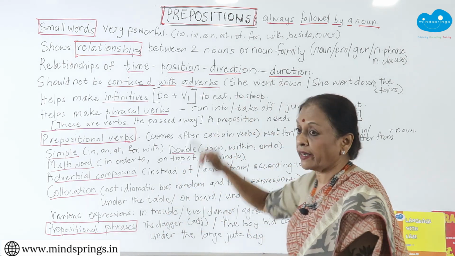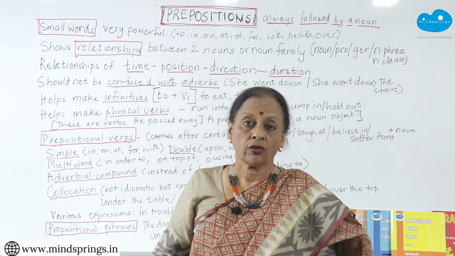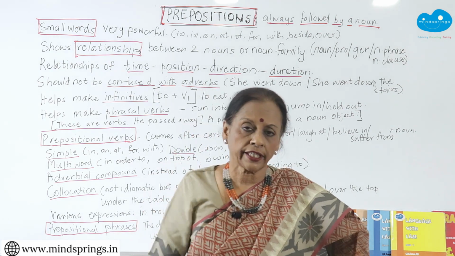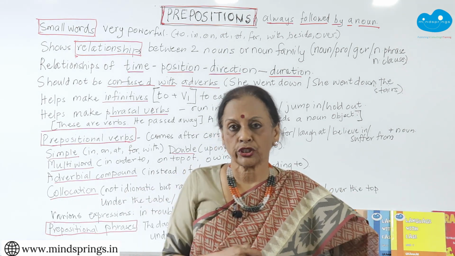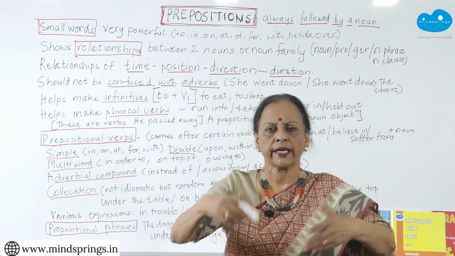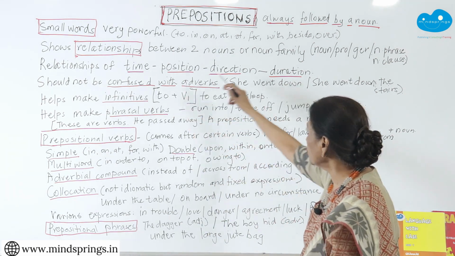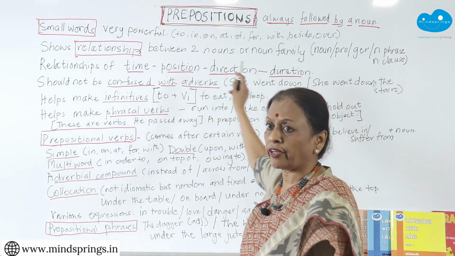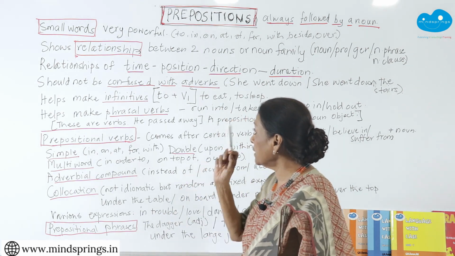Or it can show me direction, from the kitchen to the hall, from Matunga to Churchgate. It can show me a certain direction in terms of the way in which, say, a train or a cat or a man or a ball or whatever is travelling. So, this is your basic understanding of a preposition. Now, let us look at other things that it does.